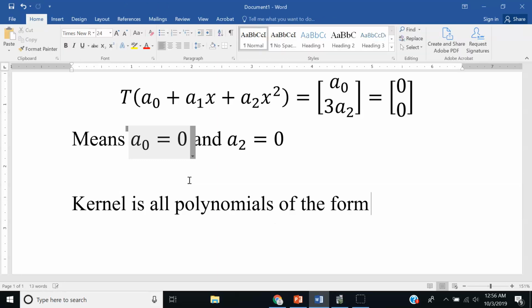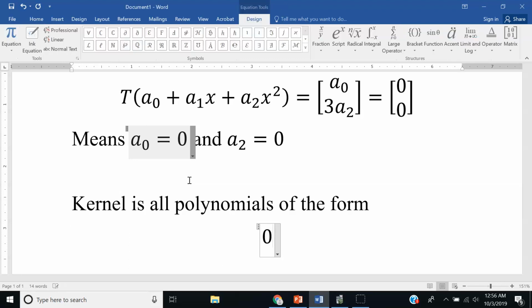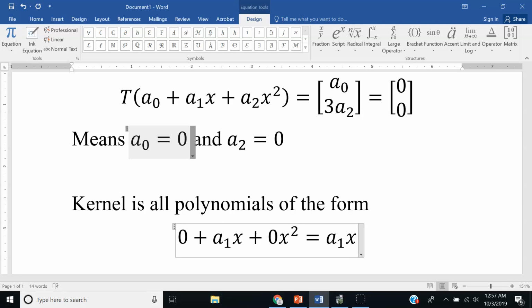All right, so the kernel is any polynomial of the form 0 plus a1x plus a2, which has to be 0, times x squared. So it's all polynomials of the form that it's just a constant times x.